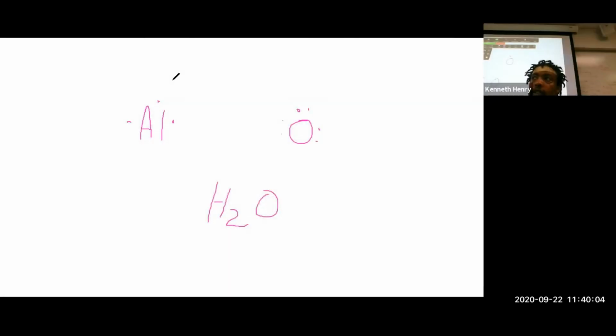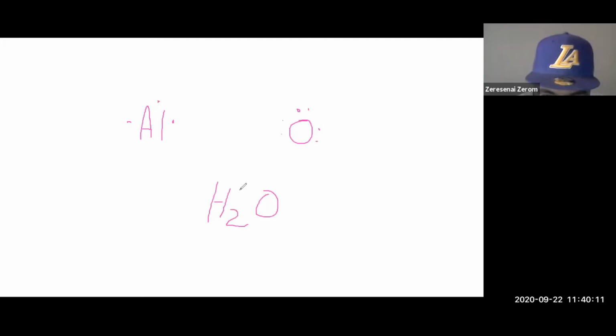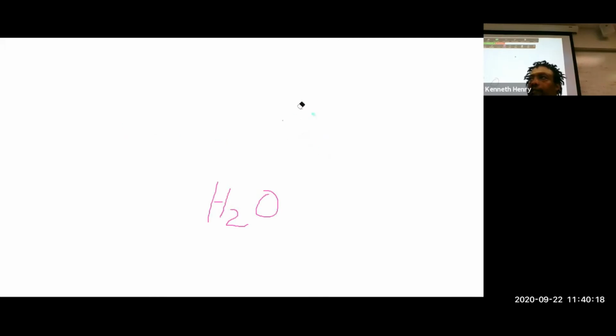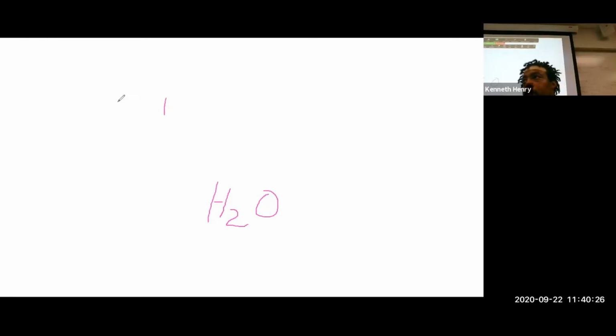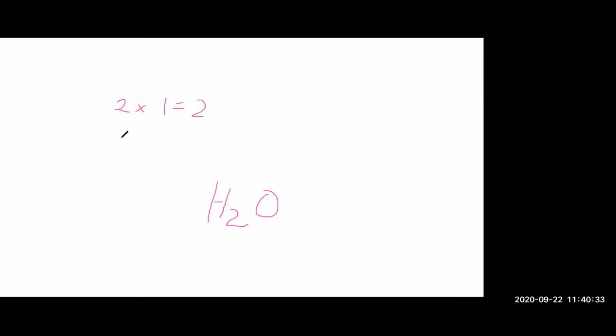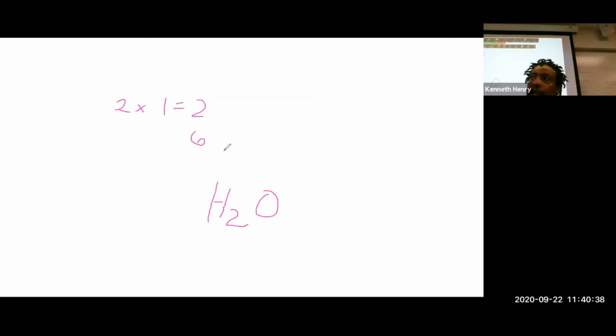So I want you to draw the Lewis dot structure for that. But the first thing I want you to do is determine the total number of valence electrons for all of the atoms that are there. So what is the number of valence electrons for hydrogen? 1. And how many hydrogens do we have? 2. So 2 times 1 is 2. And then what about oxygen? 6. Okay, plus 6. So we have 8 valence electrons to work with.